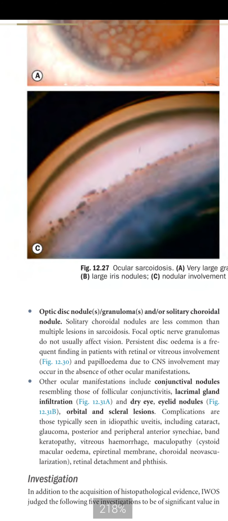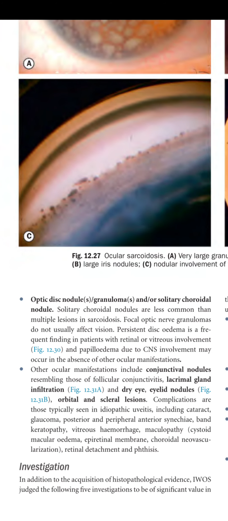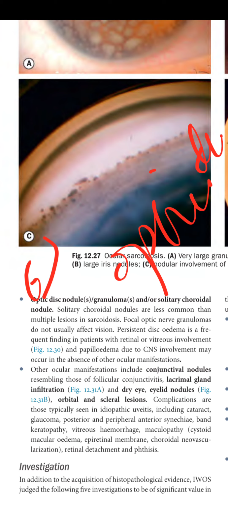So the sixth one is now optic disc nodule or granuloma. So now we are going to discuss about the nodule on the optic disc or granuloma and or solitary choroidal nodule. Solitary choroidal nodules are less common than multiple lesions in sarcoidosis. Focal optic nerve granulomas do not usually affect vision. Persisting disc edema is frequent findings in the patient with retinal and vitreous involvement. And papilledema due to CNS involvement may occur in the absence of other ocular manifestations. So optic disc nodule can also occur in the case of a sarcoidosis.